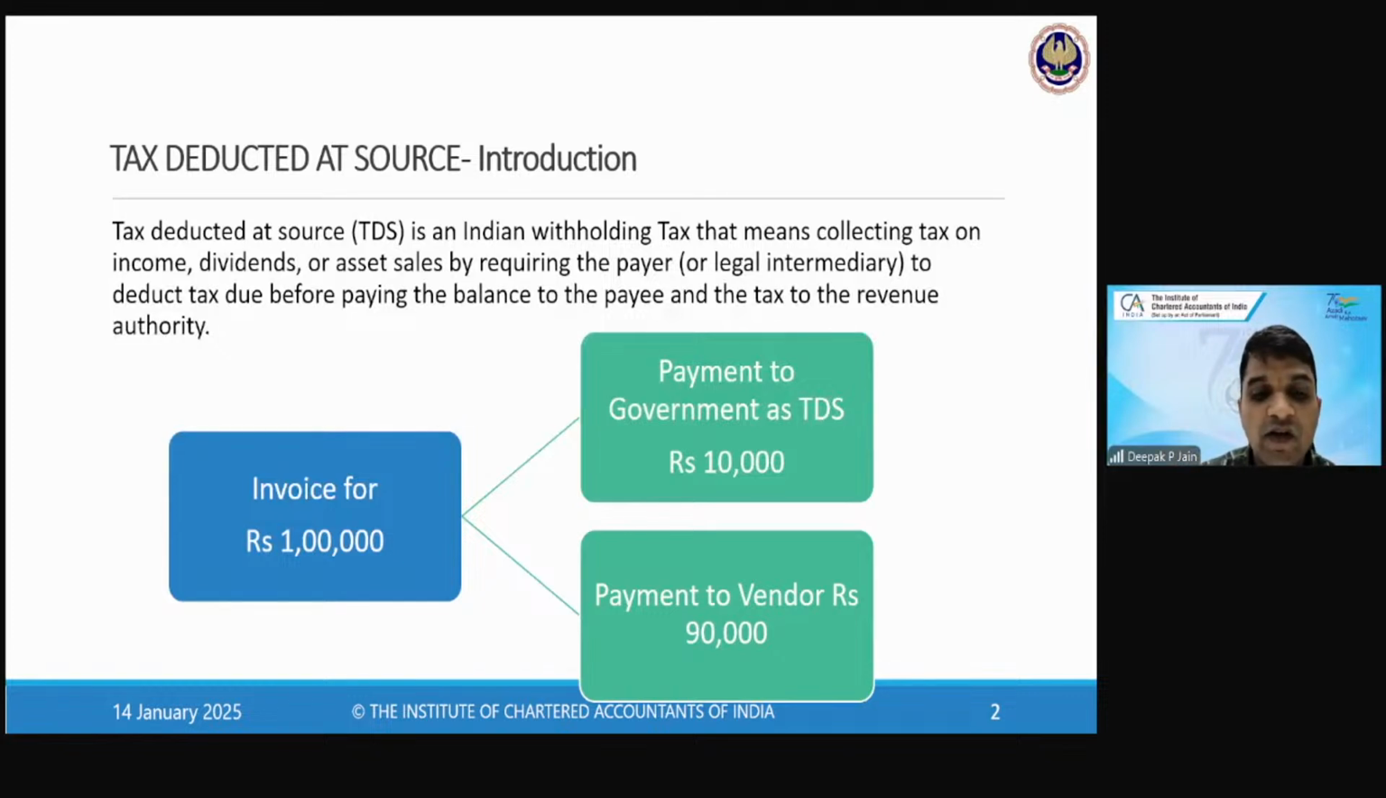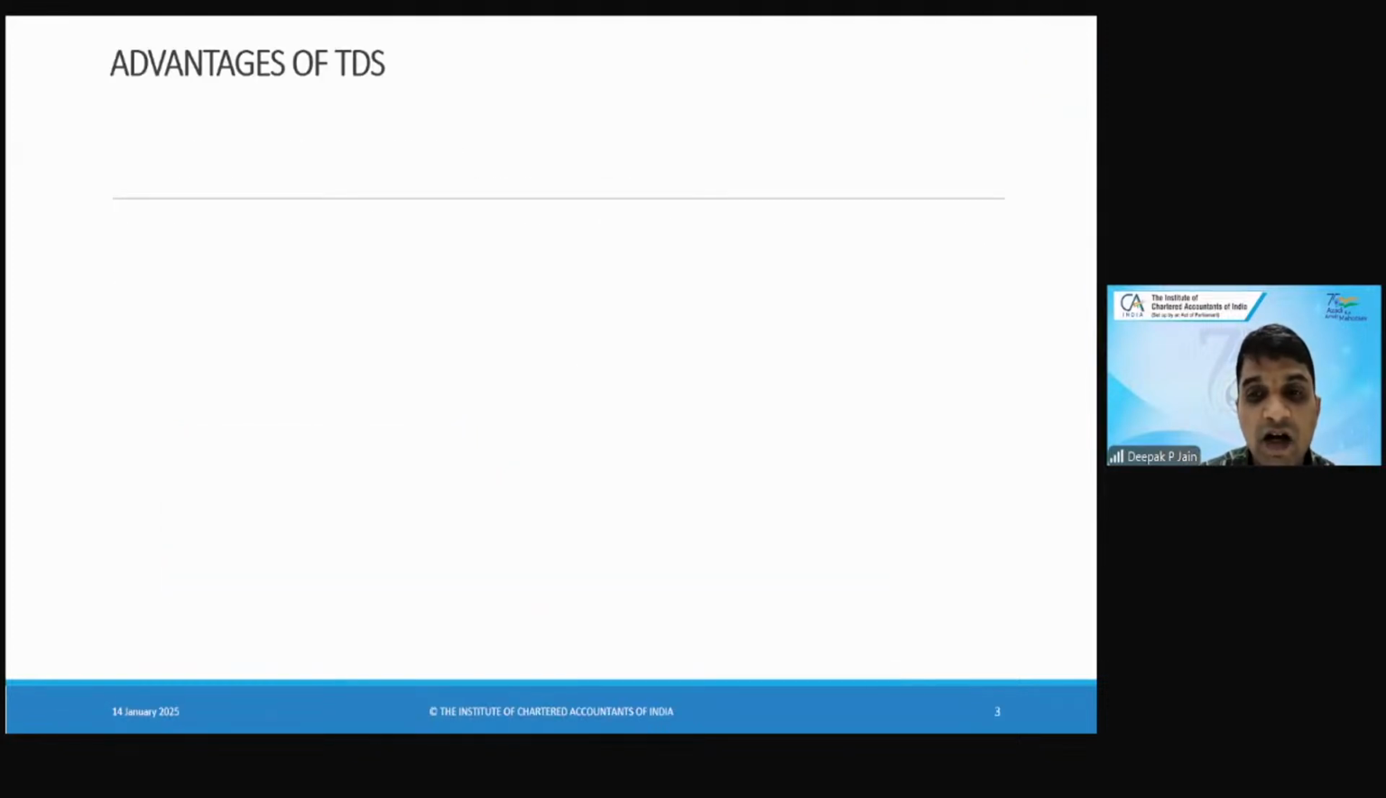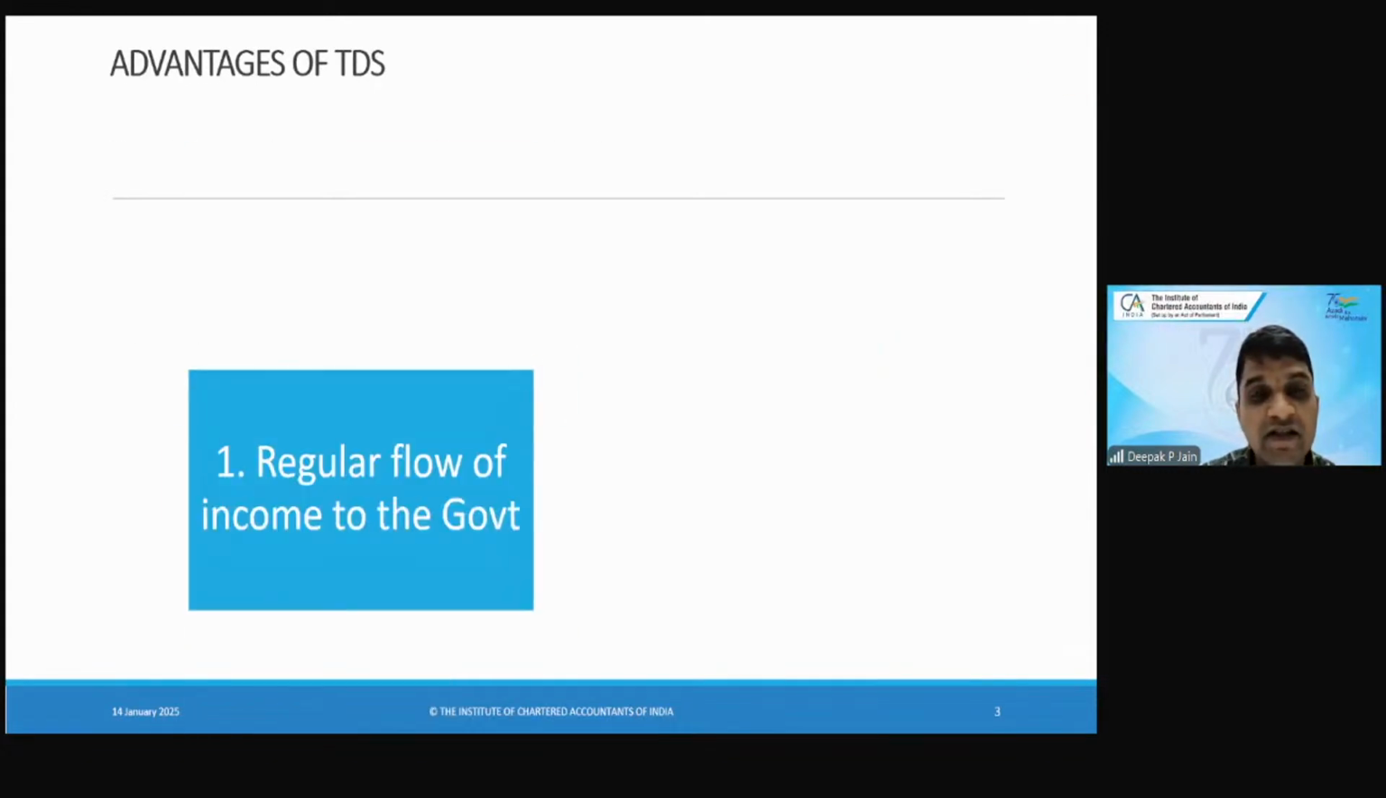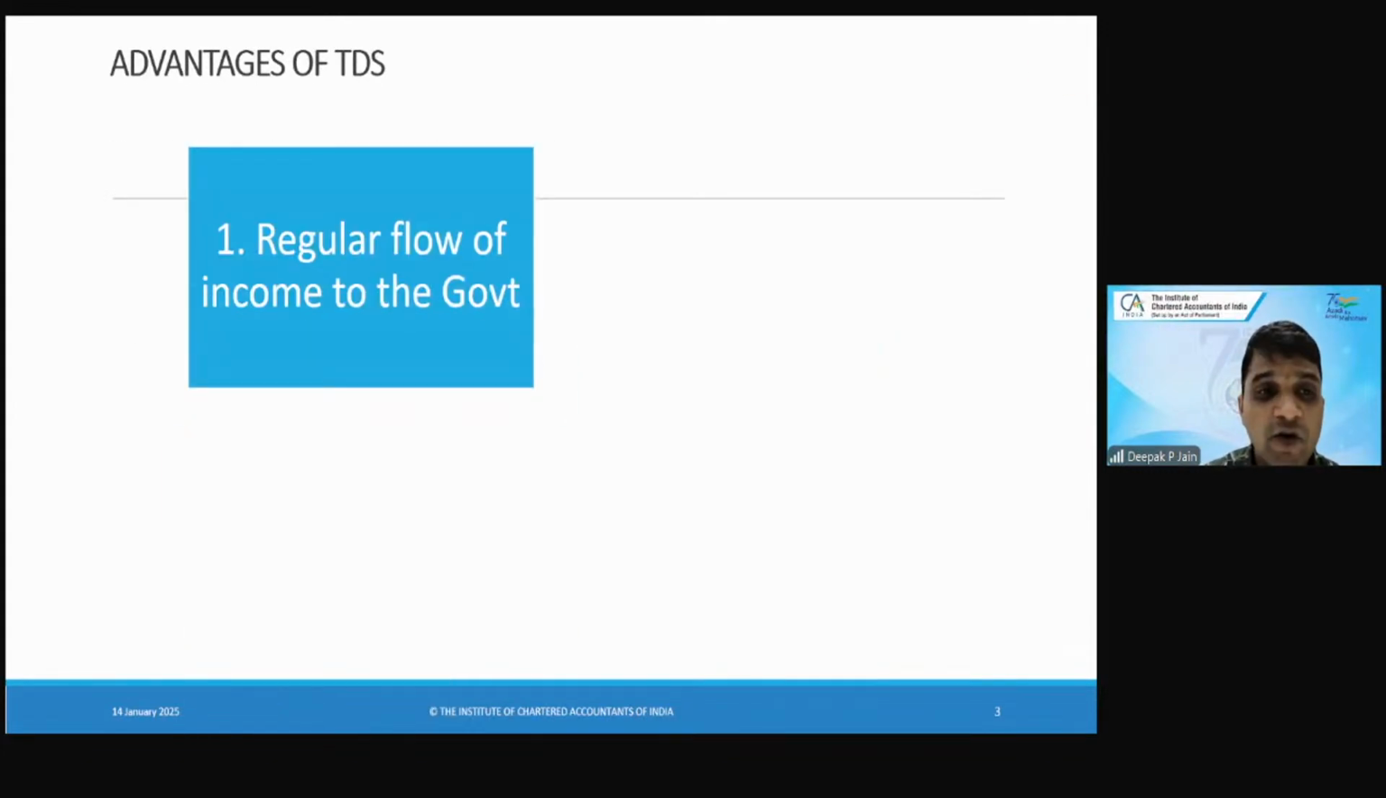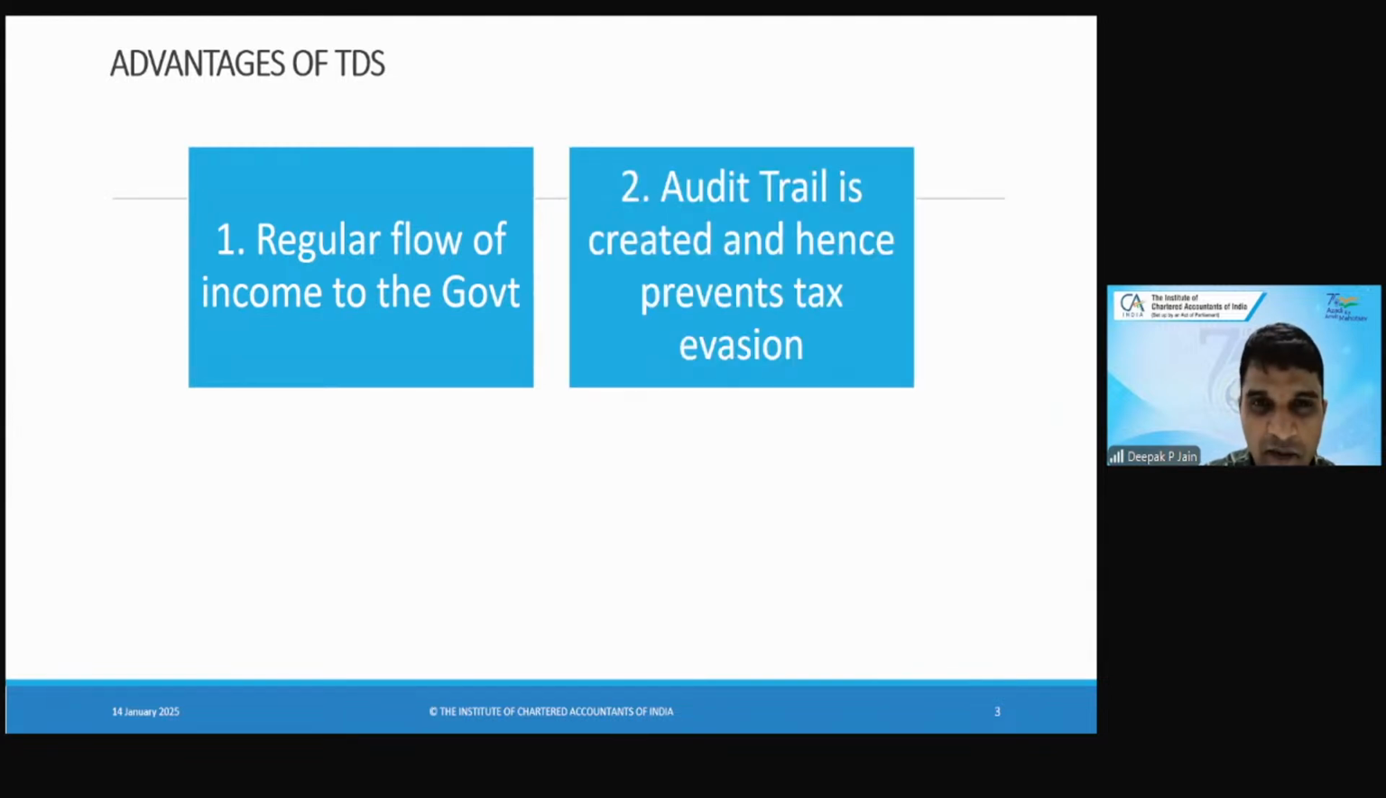Okay. Now, once this is done, what are the advantages? Advantages is it gives a regular flow of income to the government so that they don't have to wait for the end of the tax period. उसके पहले ही TDS deduct हो जाता है. So the money comes in advance to the government. It gives majorly an audit trail and hence prevents tax evasion.